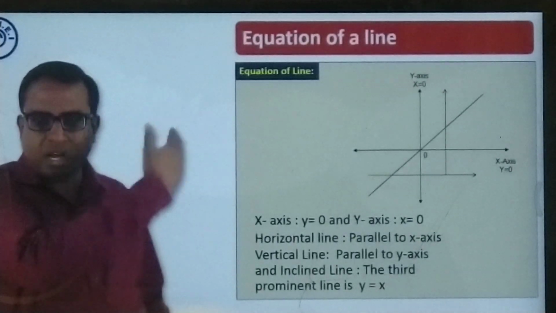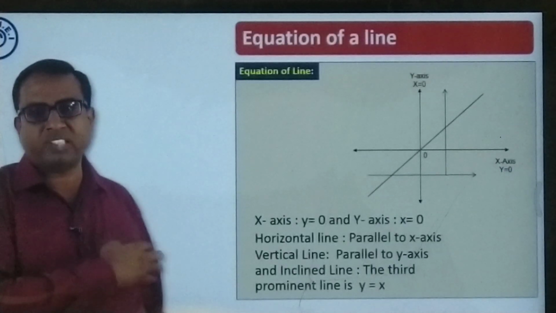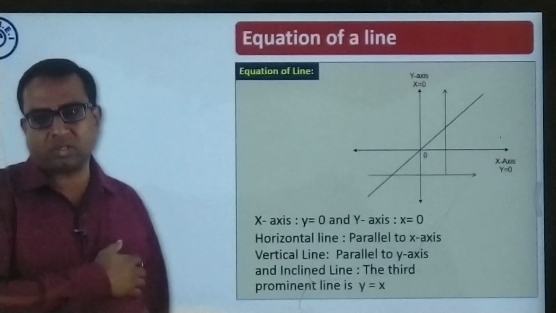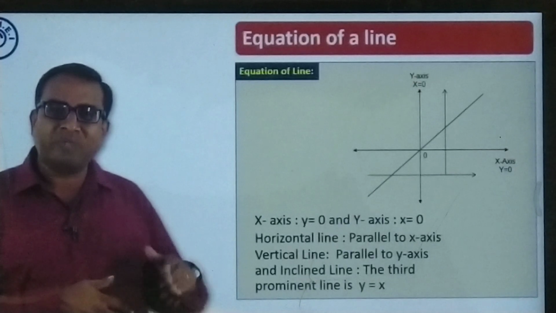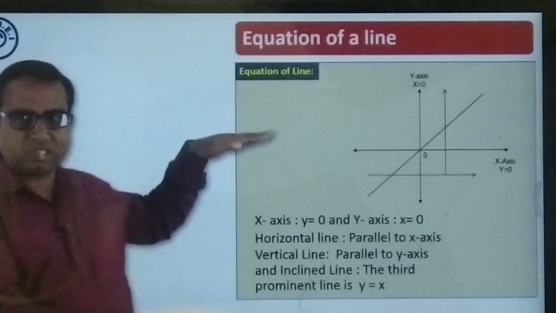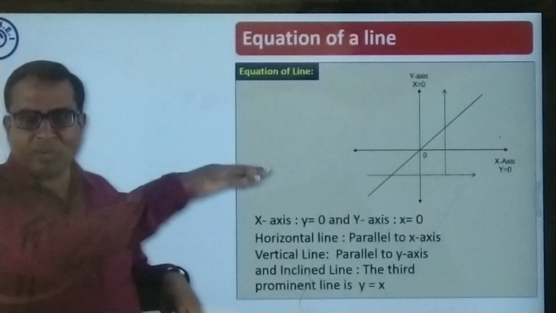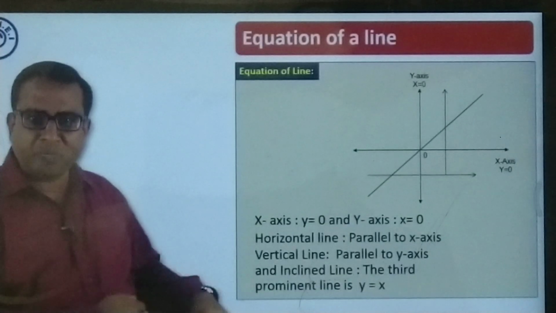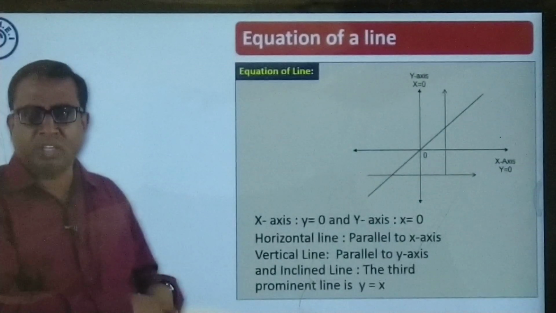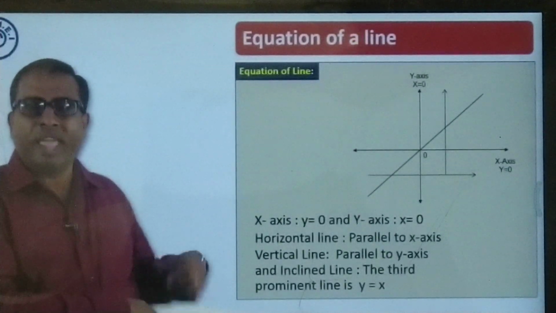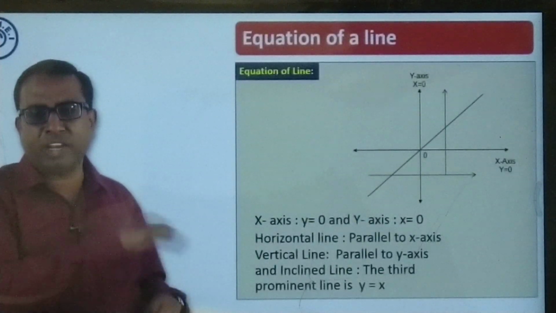Likewise, if you look at the y-axis, a vertical line, you see that x is 0 for any point on the y-axis. So x equal to 0 is the equation of the y-axis. Having discussed the x-axis and y-axis, let's look at a horizontal line. A horizontal line is nothing but a line parallel to the x-axis. For any line parallel to the x-axis, y will be constant. Y equal to 0 is the x-axis; anything parallel to it is y equal to constant. Likewise, on a vertical line, x is constant. On any horizontal line, y is constant.